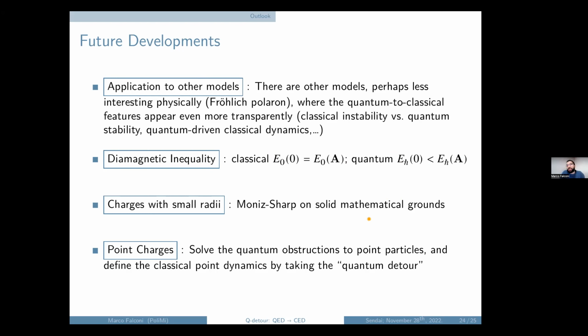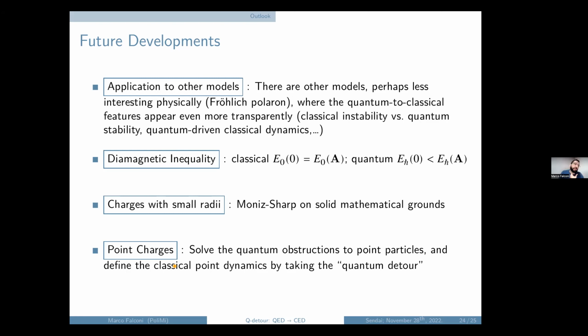Then what we would like to do is to understand, or put on solid mathematical ground, this paper by Monister and Sharp on very small charges where there are these runaway solutions. So can we see these runaway solutions or these non-causal solutions emerge concretely when we take the classical limit if we have a small radius? This is something we would like to understand.